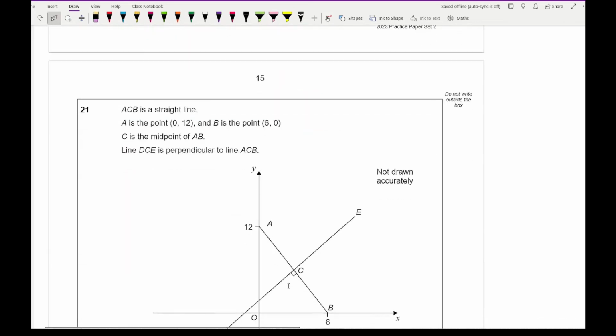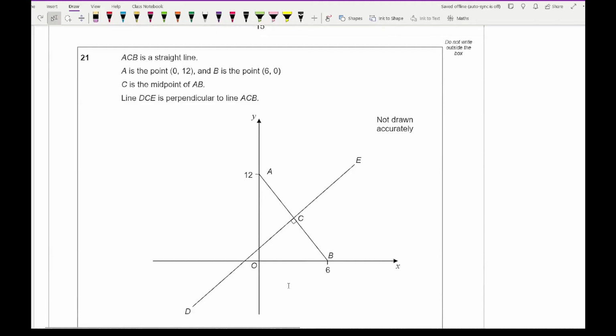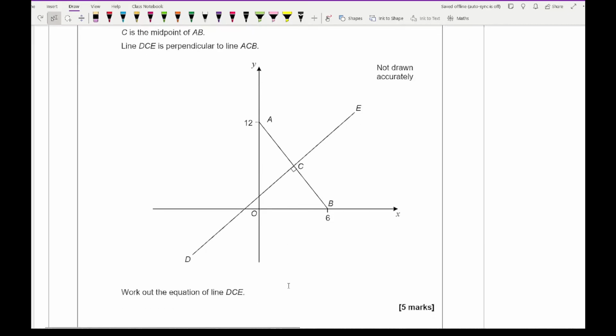Then moving on to question 21, it says ACB is a straight line. A is the point (0, 12) and B is the point (6, 0). C is the midpoint of AB, and the line DCE is perpendicular to the line ACB, and we want to work out the equation of DCE. So we want to work out the equation of the line DE. There's a couple of steps which we need to do to get the 5 marks.